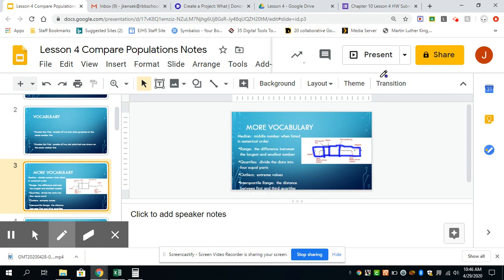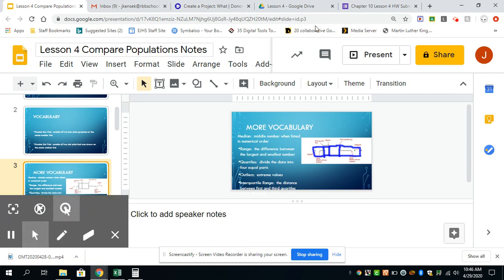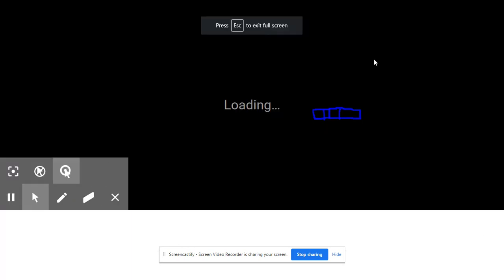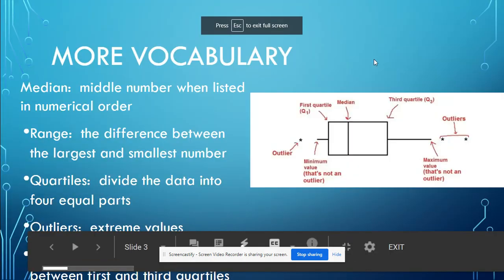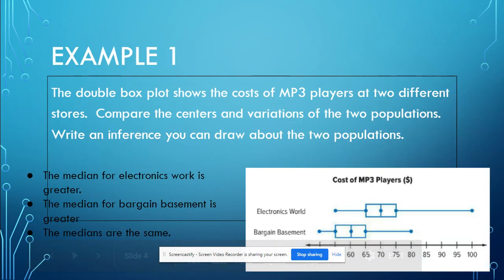All right, so that's what it looks like for a box plot. And really, we're going to concentrate on the mean, the median, and the range for these terms. So here's the first question. So we see the double box plot representing the cost of MP3 players. And this is multiple choice. I kind of designed the notes to be multiple choice because that's what your homework's going to be.